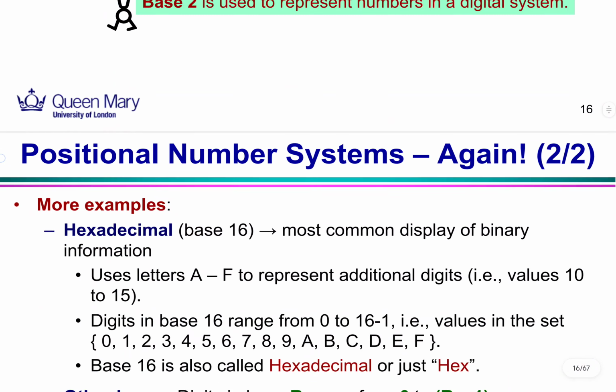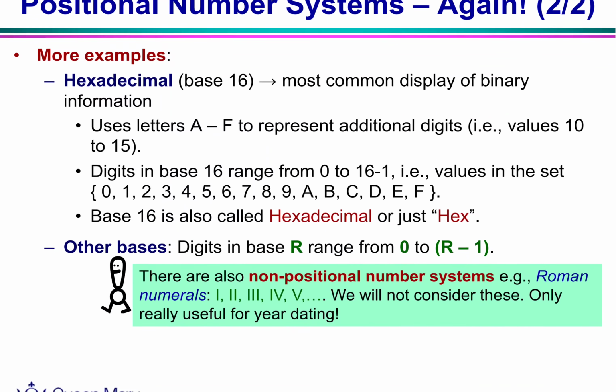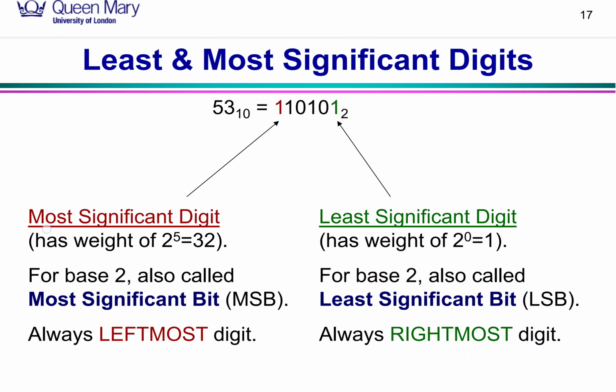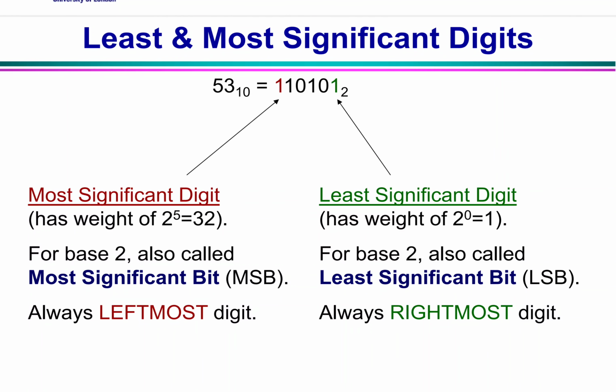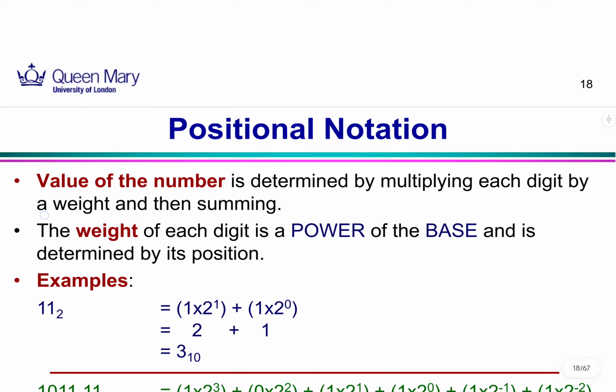Excellent. Positional number system, again, more and more divisions, and the other bases, no Roman numerals. So least and most significant digit. MSB, most significant bit, leftmost; rightmost, least, LSB, MSB.